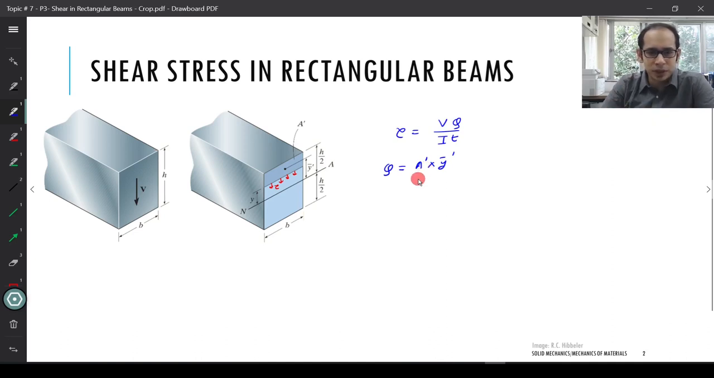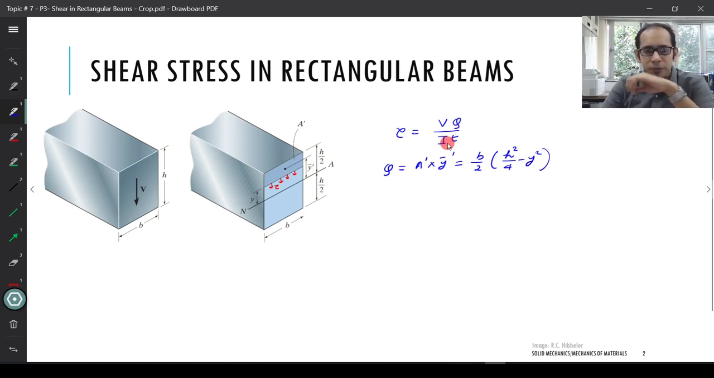After you substitute these, and I encourage you to do that because it's just simple algebraic manipulation, what you will get eventually for the expression of Q is something like this. You will get Q equal to b over 2 times (h squared by 4 minus y squared). So that is your Q, and that takes care of this Q over here.